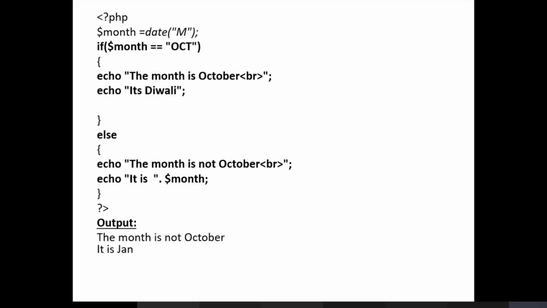For this program, we executed this in the month of January. So the month is not October, it is Jan. So it automatically fetched the system date, which is on 31st of January. So that's why it is displaying Jan.